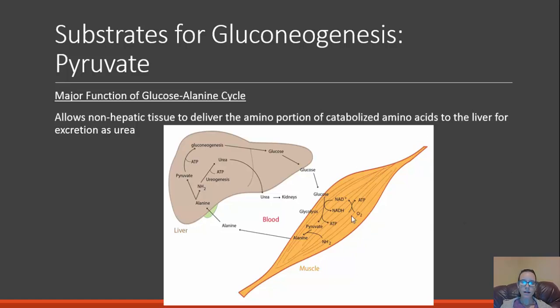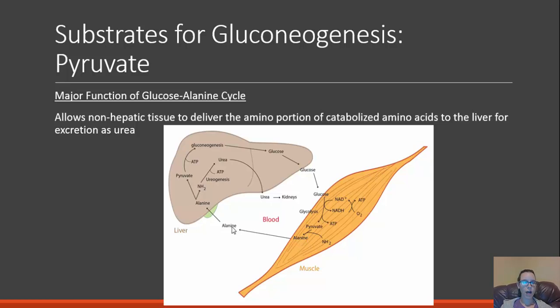So we have the muscle, we have our glucose in the muscle, okay? It undergoes glycolysis to form pyruvate. We have transamination here, okay, to produce alanine. So we can see the input of a nitrogenous compound here, and we have production of alanine.